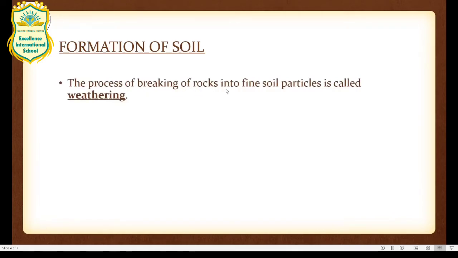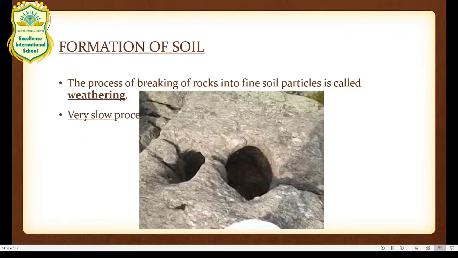breaking of rocks into fine soil particles is called weathering. This weathering is not the climate or the rain and the sun, not that kind of weathering. This is a different kind of weathering. It means breaking of rocks to form soil. It is a very slow process. Weathering takes hundreds and thousands of years. You'll see why. So let's begin.